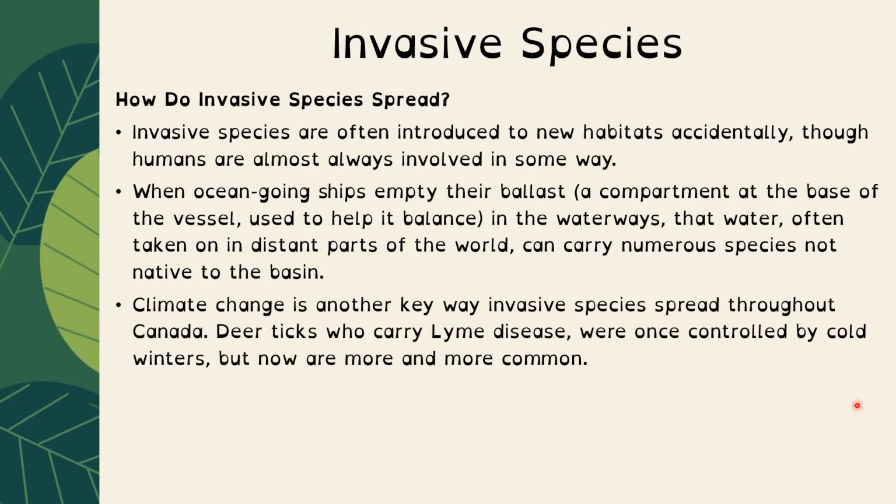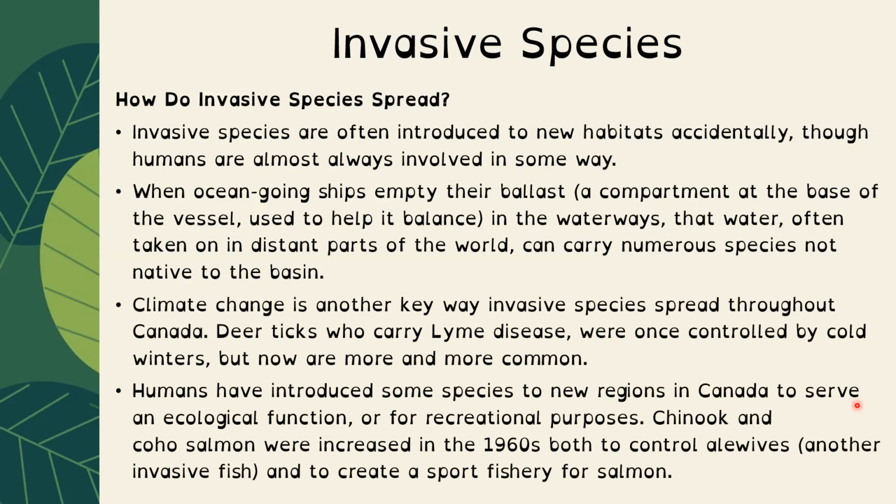Then climate change is another key way invasive species spread throughout Canada. Deer ticks, who carry Lyme disease, were once controlled by cold winters, but now are more and more common. Humans have introduced some species to new regions in Canada to serve an ecological function or for recreational purposes. Chinook and coho salmon were increased in the 1960s, both to control alewives and other invasive fish and to create a sport fishery for salmon.